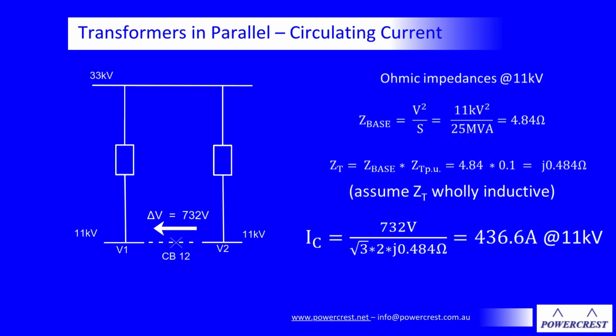Now, in order to calculate the circulating current, we get that the Z base is 4.84 ohms at 11 kV. Hence, the ohmic impedance for 10% impedance transformers is j0.484 ohms, which we assume to be wholly inductive. From this, we can calculate the circulating current to be 436.6 amps at 11 kV.